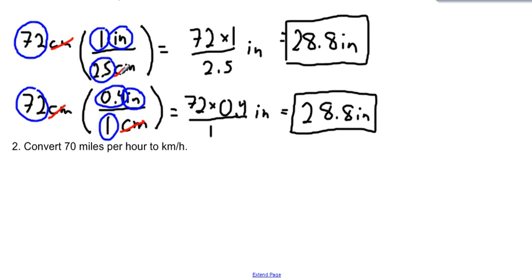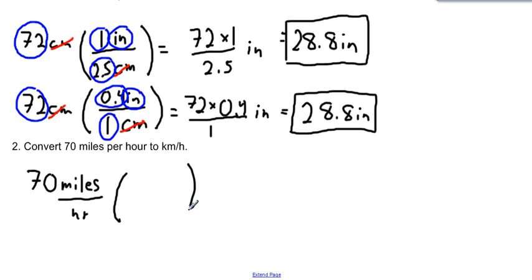For our next question, we're going to look at converting 70 miles per hour into kilometers per hour. So we're going to set it up the same way. We'll write down what we're starting with. So we have 70 miles per hour. We want to convert that into kilometers per hour.